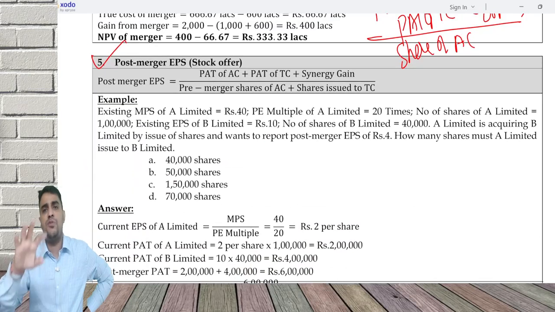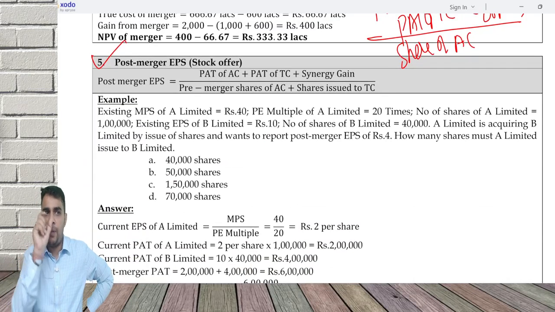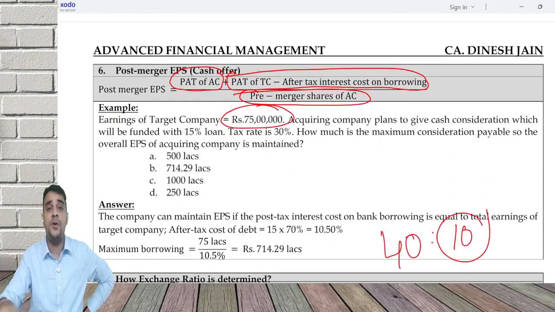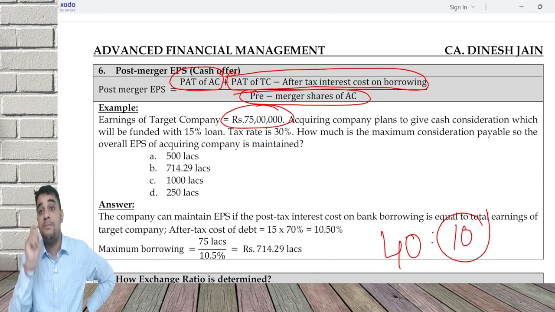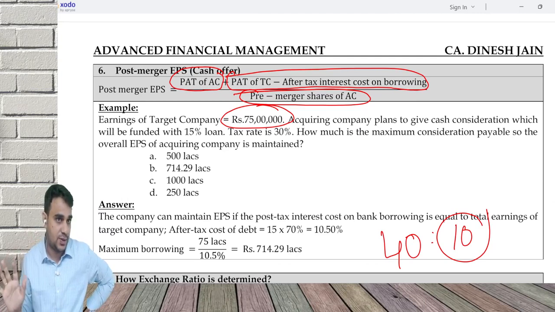What is the EPS post merger in case of a stock offer? PAT of A, PAT of B, any synergy gain, divided by number of shares of AC plus shares issued to TC. In case of a cash offer, PAT of AC plus PAT of TC minus interest cost or interest opportunity cost, divided by only shares of AC. No extra shares.